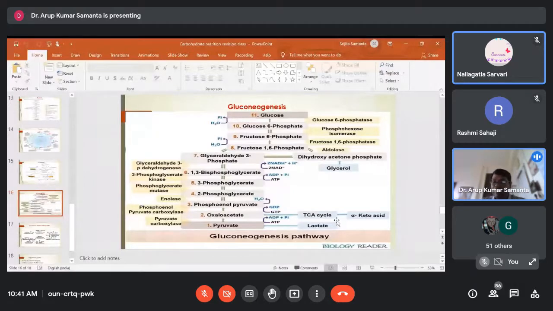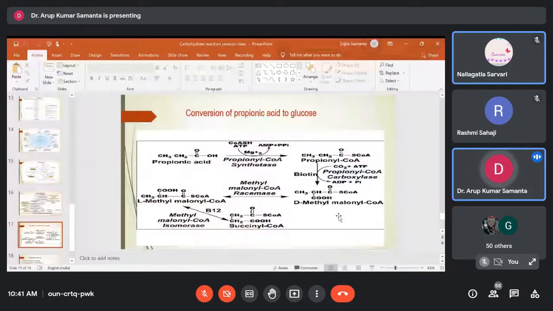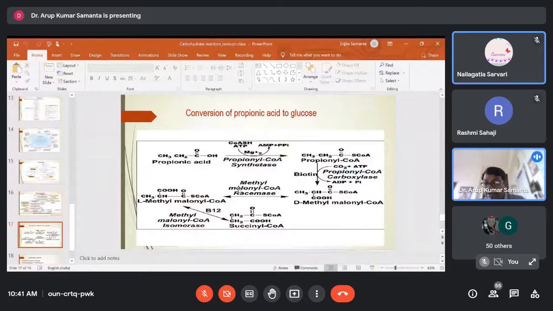Here, the only thing you have to remember is that propionic acid gets converted to glucose by the gluconeogenesis process. Questions are asked about which vitamins are required for the conversion of propionic acid to glucose. You have to remember two vitamins: one is biotin, another one is vitamin B12. You have to remember these things, because this is a different pathway.